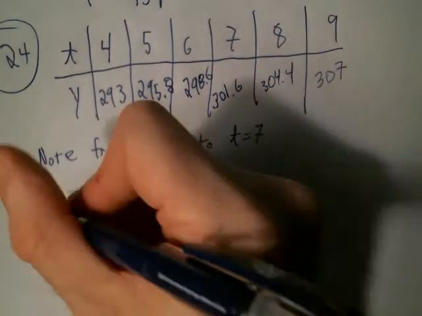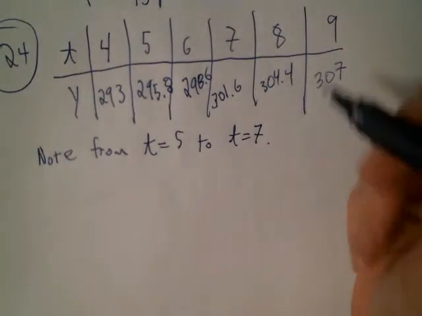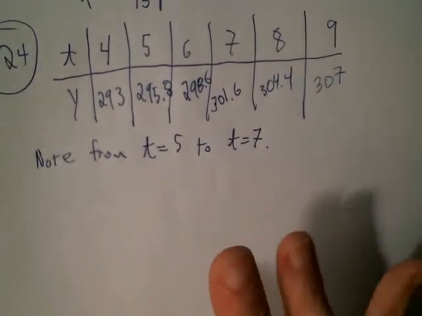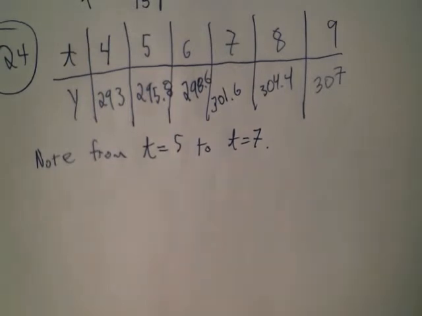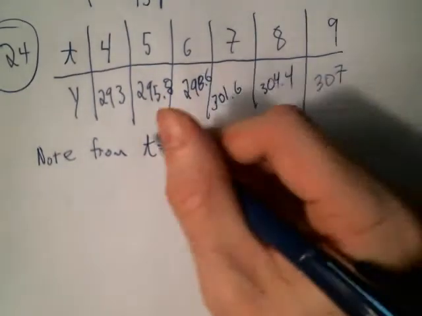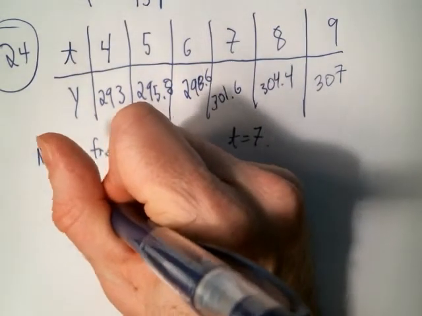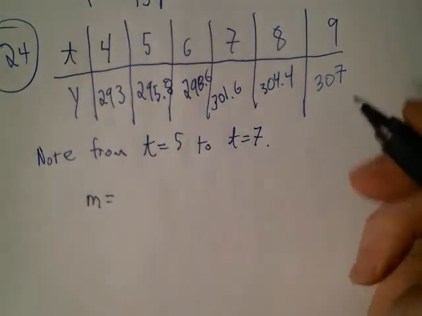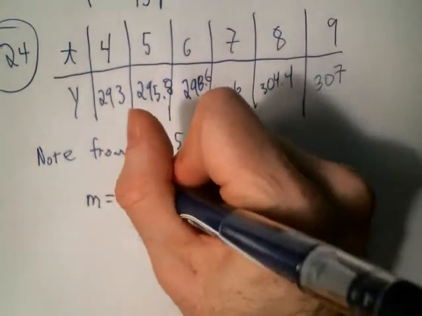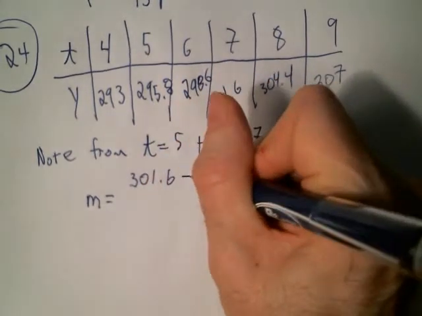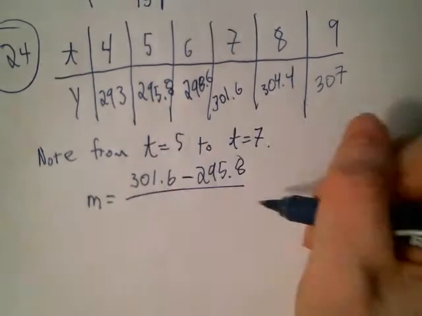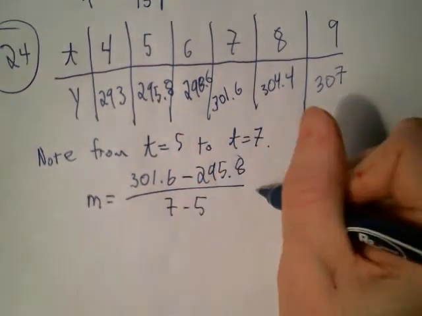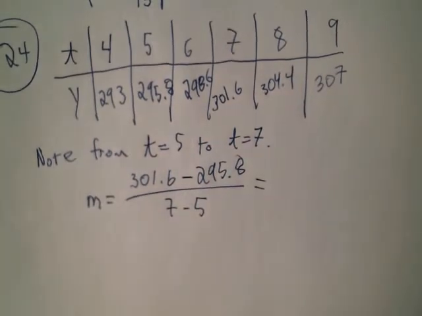Right, so how are we going to write this? It's really a question of slope, right? But because we're dealing with data points, it's not an exact line. So all you can hope for is kind of an averaging. Okay, so let's look at the slope from that point to that point. So the slope in that case will be 301.6 minus 295.8, and then it's all over 7 minus 5. Okay. I have to get my calculator for this one.